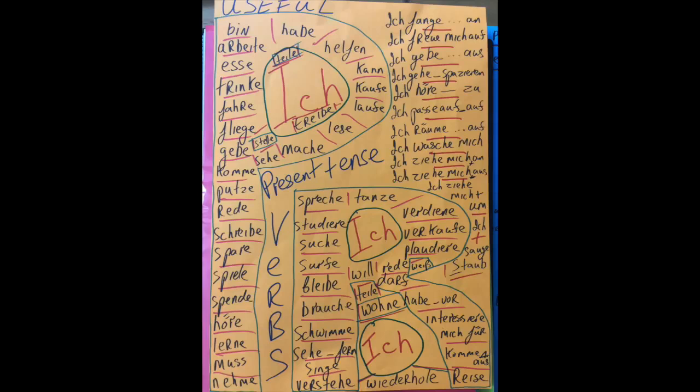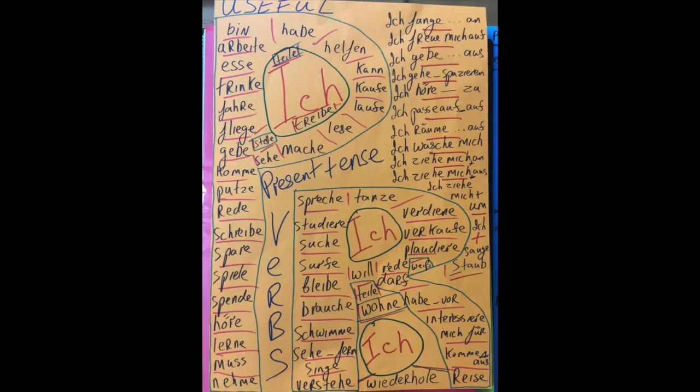Ich kann, I can. Ich kaufe, I buy. Ich laufe, I run. Ich lese, I read. Ich mache, I make or I do. Und ich sehe. Okay, so now let's continue down the rest of the P. Ich komme, we have already, I come.